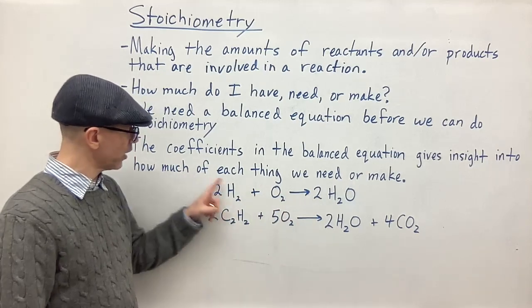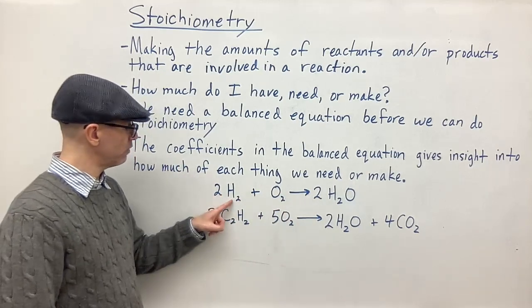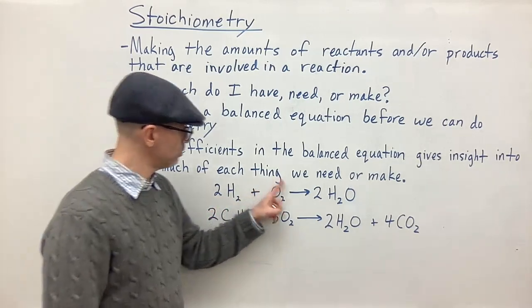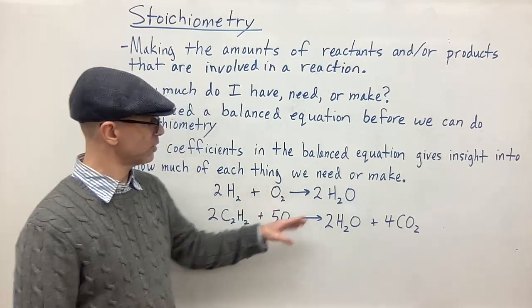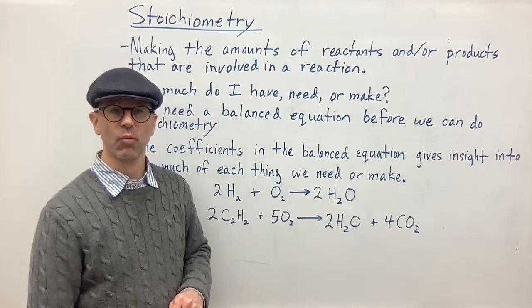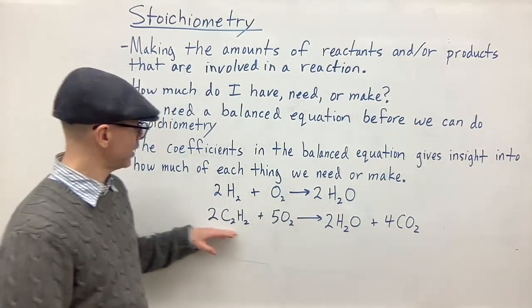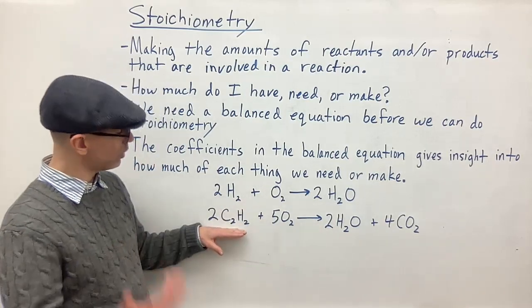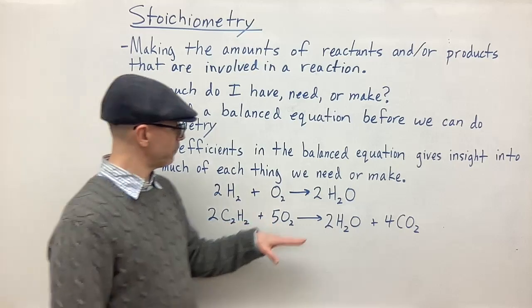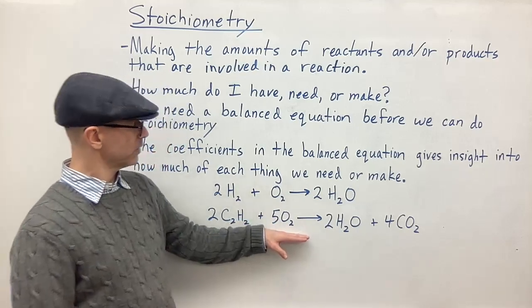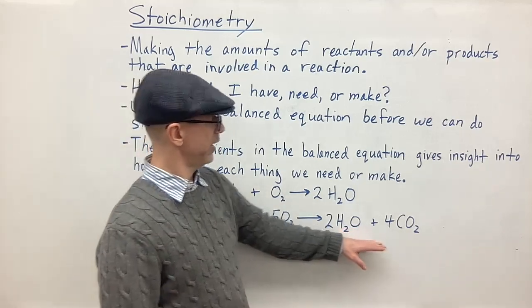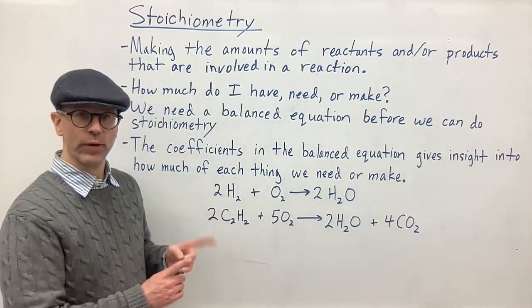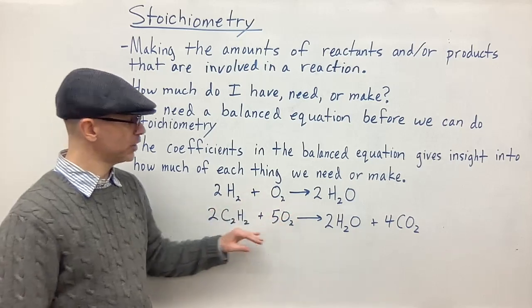So I can see, okay, well, 2 moles of hydrogen molecules will react with 1 mole of oxygen molecules to create 2 moles of water molecules. And the same thing with this equation here. So 2 moles of acetylene will react with 5 moles of oxygen to produce 2 moles of water and 4 moles of carbon dioxide. So I get these mole ratios from the coefficients.